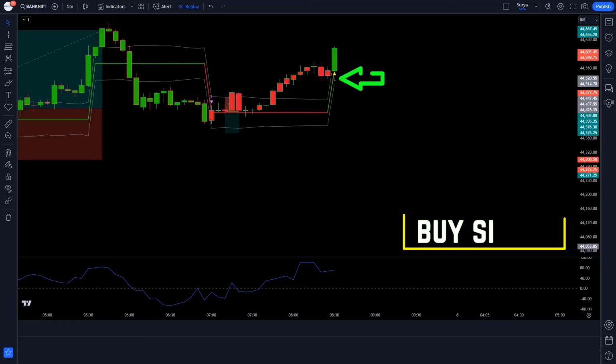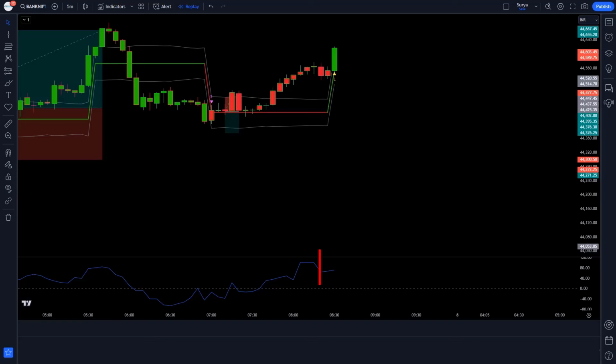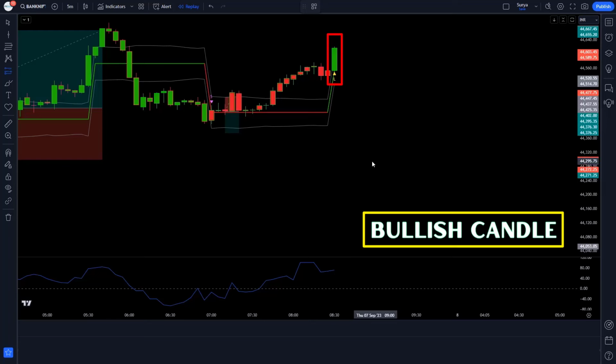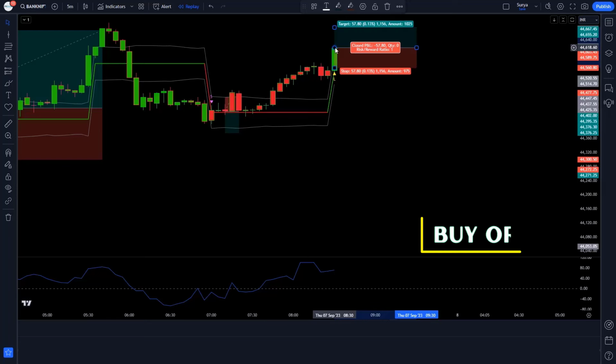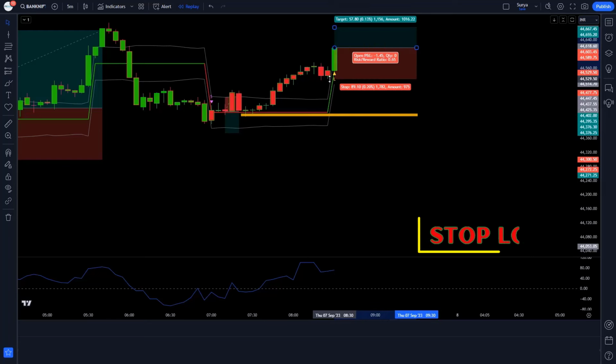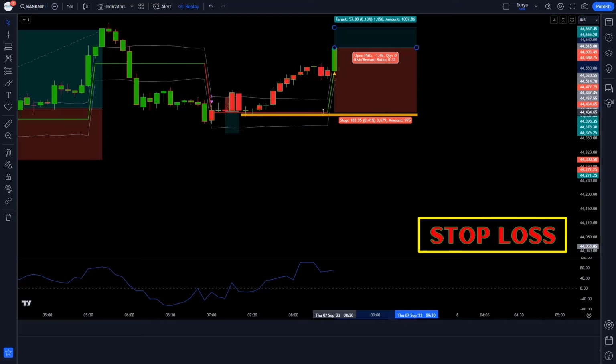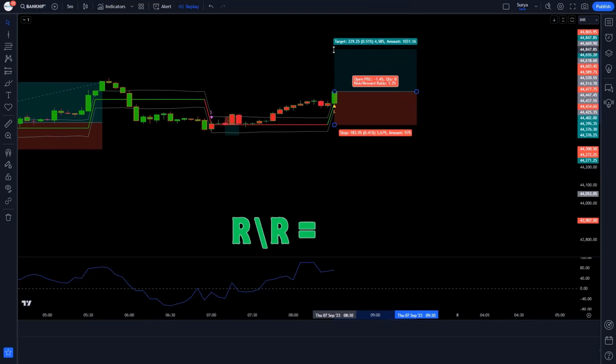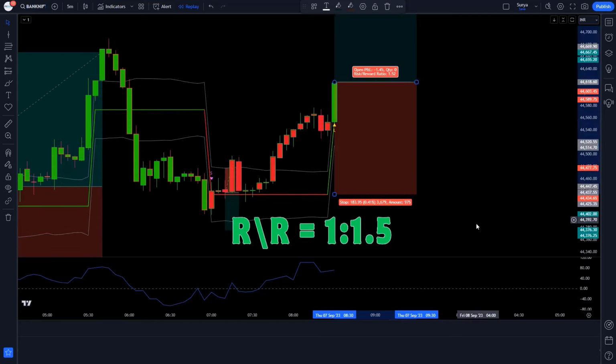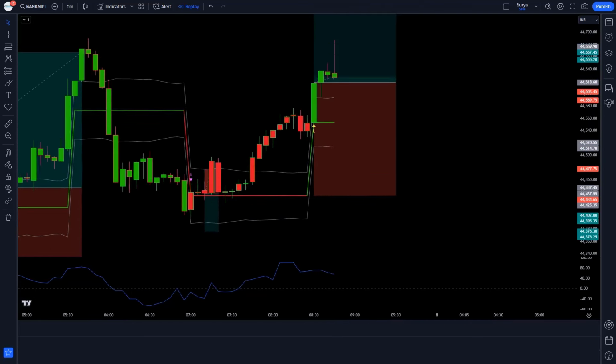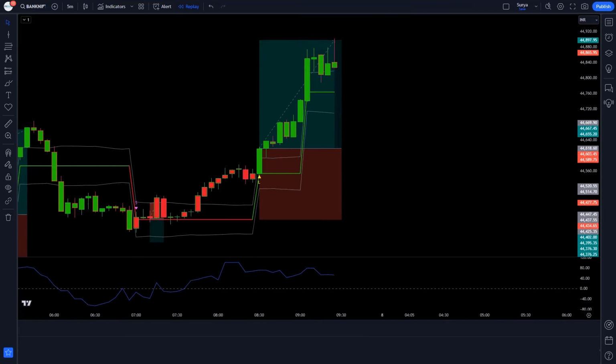When the Variation and Tuple indicator gives us a buy signal, the blue line of the Shan Momentum Oscillator indicator should be above the zero level. When the market forms a bullish candle, if this condition is met, we will take a buy order. Our stop loss is to be placed at the previous low of the market, and the risk-to-reward ratio will be 1 to 1.5. Let's see what happens to our trade. Our trade is running in profit. We have won the trade.